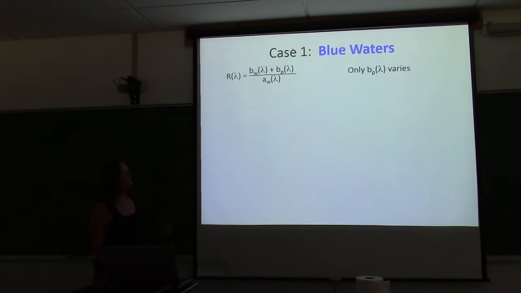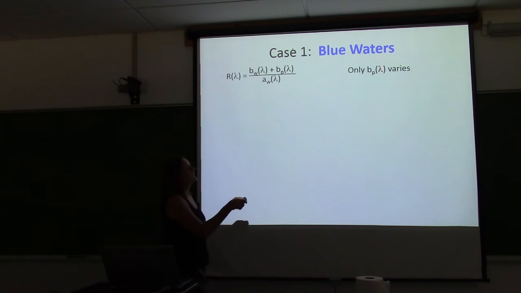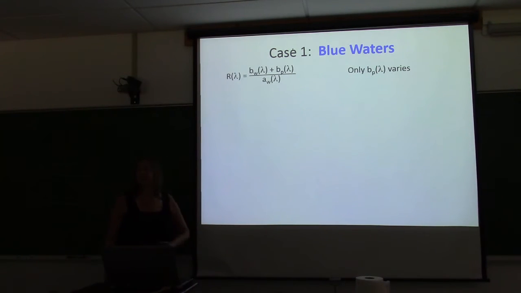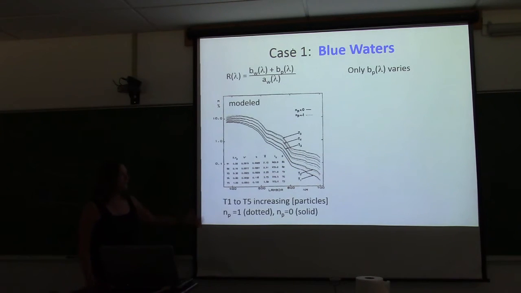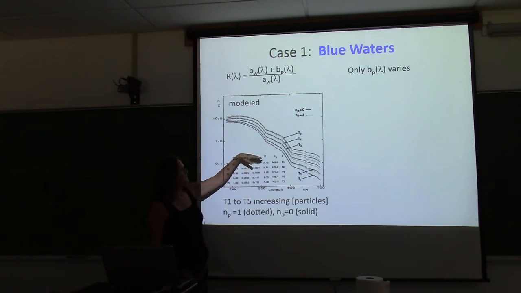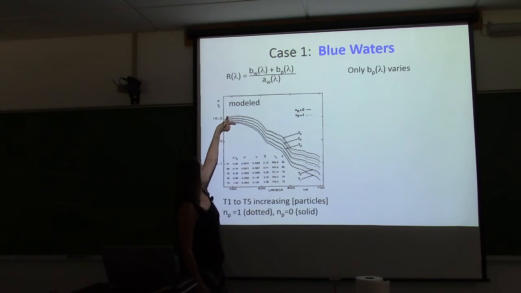So, the first thing they wanted to do was model blue waters. And they said, okay, let's make the assumption that in the blue waters, the reflectance spectrum can be modeled by backscattering due to water plus backscattering due to particles divided by absorption by water. And in fact, they're ignoring the backscattering that's in the denominator. So they're only allowing the backscattering by particles to vary. That's it. And so they generated a bunch of spectra by varying the amount of particle scattering, which gives rise to these various reflectance spectra here.